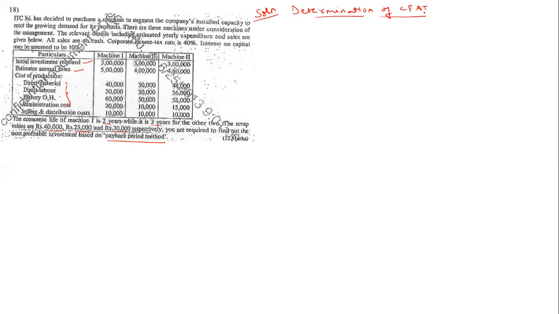You can start working parallelly with me. I recommend you to have this question with you. Anyway, you already have a question booklet. So look at the question paper and then start solving with me. Let us have four columns: one which goes with the particulars, and then machine 1, machine 2, and lastly machine 3.